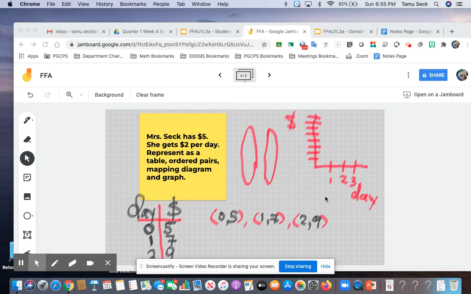I can do a mapping diagram for this. Well, I can graph it first. 0, 5. So I need to know how I'm skip counting. So I don't want to put 5, 7, 9 on the y-axis because you have to skip by consistent intervals. And I also don't have a lot of space on this Jamboard. So I'm going to skip count by 2s.